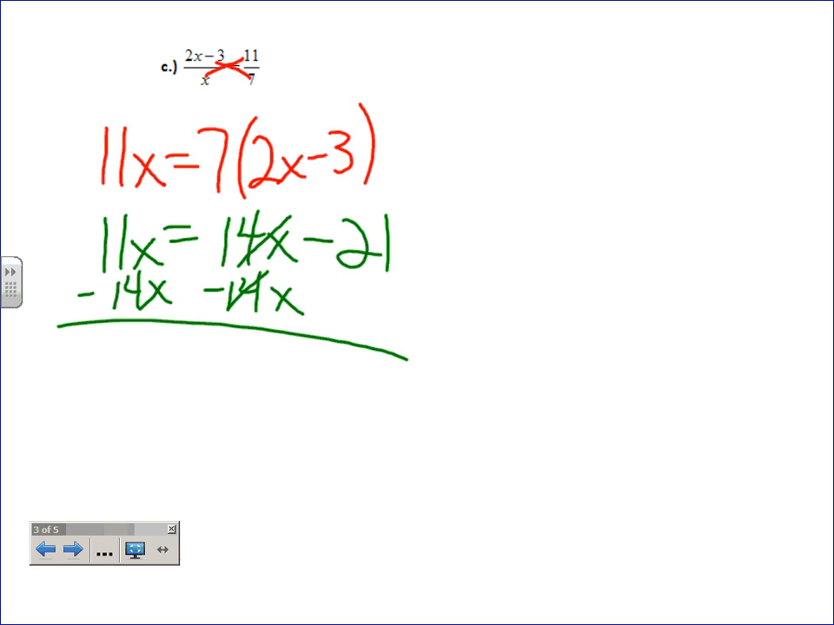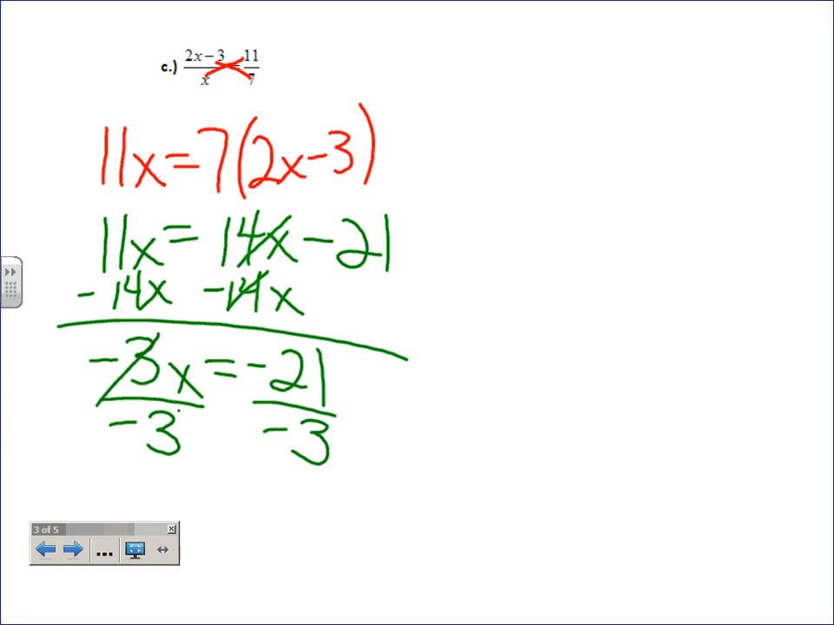11x minus 14x is negative 3x. Very good. Equals negative 21. And so now you can divide by negative 3. I would take the negative right with it because then the negative 3 cancels, leaving you with just x. And x would be 7.